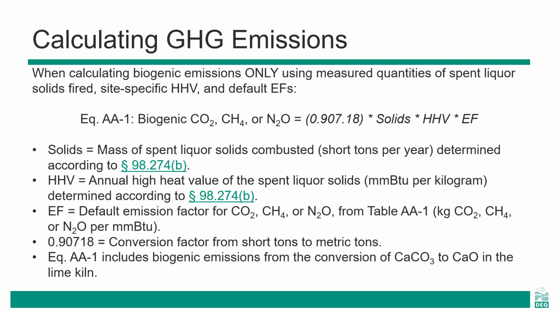When calculating biogenic emissions, use measured quantities of spent liquor solids, site-specific high heat values, and default emissions factors. Equation AA1 includes biogenic emissions from the conversion of calcium carbonate to calcium oxide in the lime kiln.